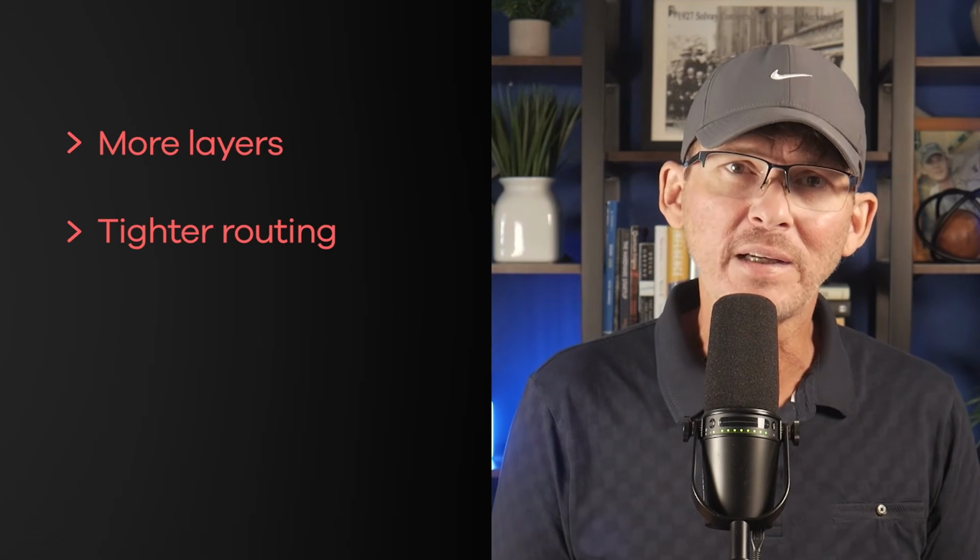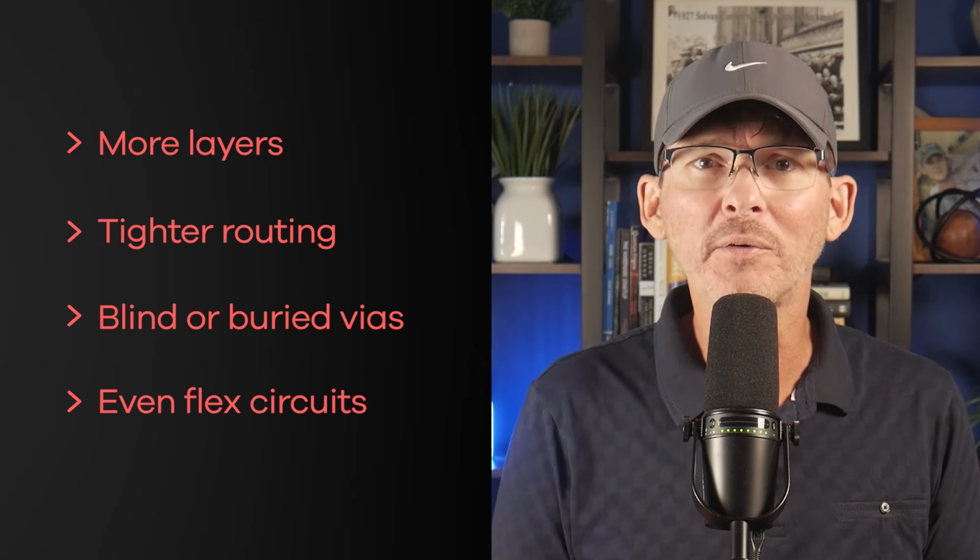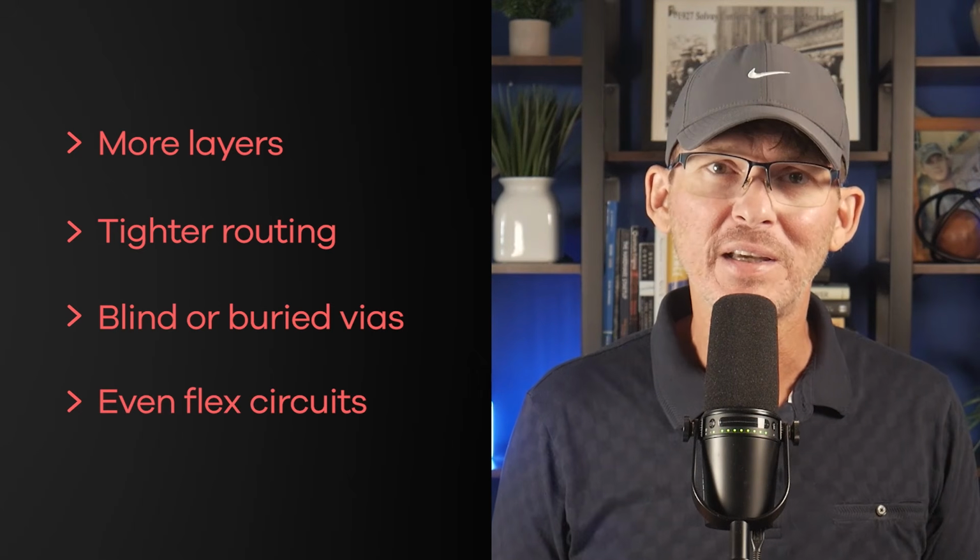When you shrink the board too far, you start running into layout constraints. That forces you to use more layers, tighter routing, blind or buried vias, or even flex circuits, all of which raise the cost significantly. And don't forget assembly cost. If you mix through-hole and SMT components unnecessarily or use fine pitch packages that require special handling, your PCB assembly costs are going to increase fast. Keep your board as simple, spacious, and conventional as your product allows.